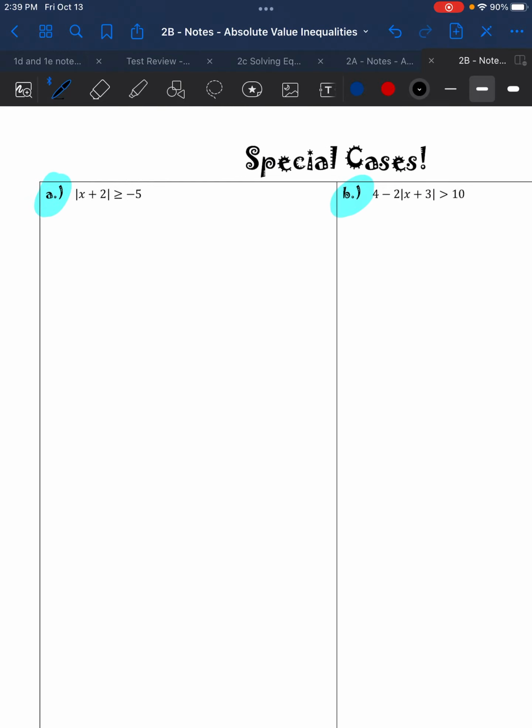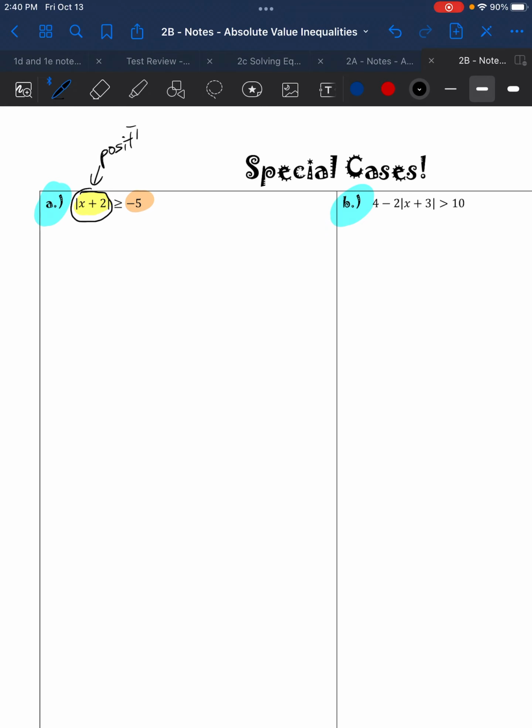All right, on to the special cases quick. So special cases, always think about absolute value when it's isolated. If it equals a negative number, you've got to think about it: the absolute value of anything is always positive. So that's always a positive number. Whatever comes out of it is always going to be positive. And is a positive going to be greater than or equal to a negative number, like negative 5? Yes, it always will be, always true, which means infinite solutions.